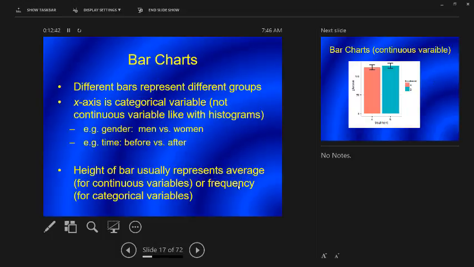So the next type of graph that we're talking about is bar charts. The different bars can represent different groups, and the x-axis could be a category. For example, if we wanted to graph the heights of males versus females, we would have 2 bars, one representing the average height of males, and the other the average height of females. Before and after is a common way to show bar charts. In other words, the y-axis is some measure like the average, and the x-axis going across horizontally are the different categories that you're graphing.